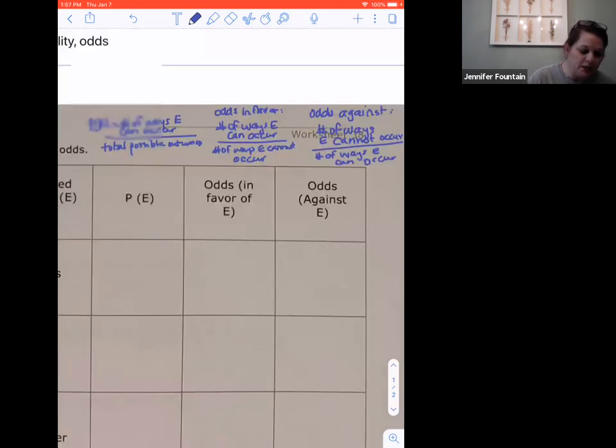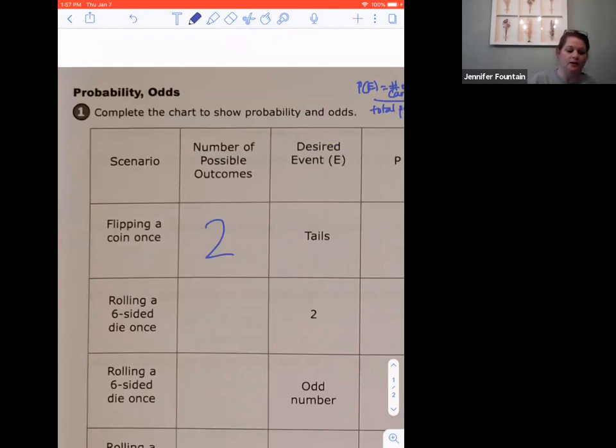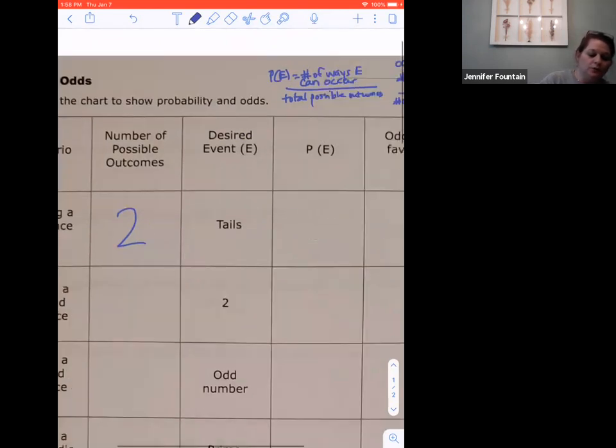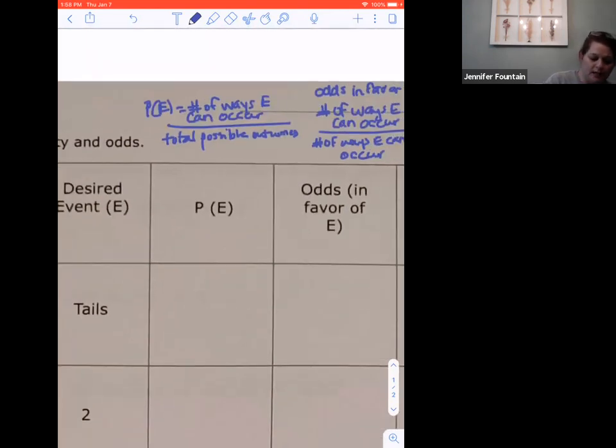All right, so let's take a look at the first one. So we said we have a total possible outcome of 2 when I flip a coin. I'm looking for tails. So the probability of tails occurring, I have a 1 out of 2 possibilities. Okay.